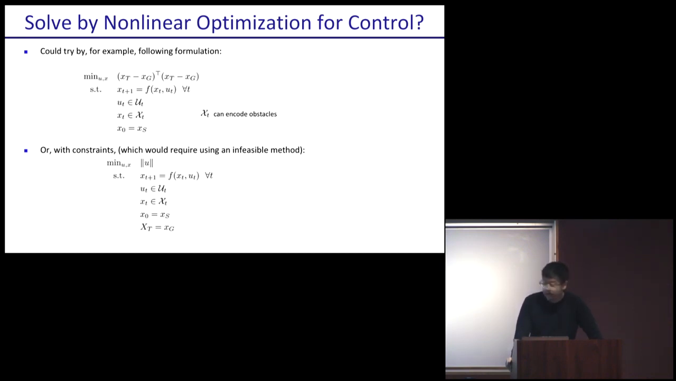On the lower part, we see that we can actually just minimize over u, but if we look carefully, we find there is another constraint that is x_T equals x_g. That means we want the ultimate state to be equal to the goal state. Because of this hard constraint, this usually requires using some infeasible method, like we learned in previous lectures.